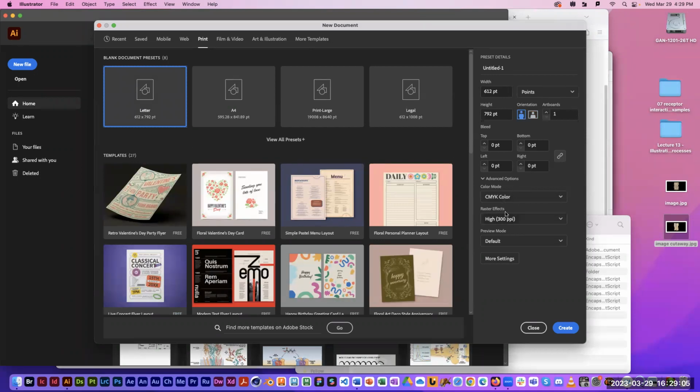And make sure the raster effects is set to high. You may not use any of those effects. You might not use drop shadow or inner glow, but if you do, you want to make sure that this effect setting is set to high.